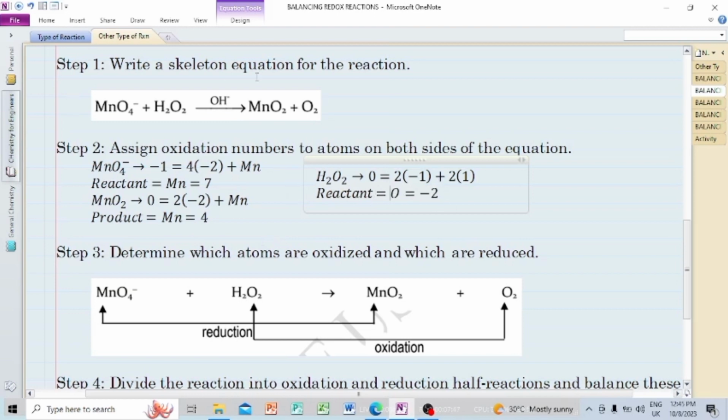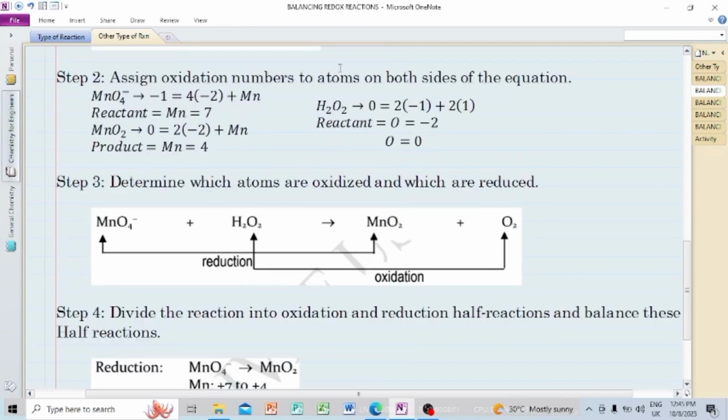For the product side, our oxygen here, since this is an element by itself, the oxidation number of our O will be 0. So, O is equal to 0. After determining the oxidation numbers, we will determine which atoms are oxidized and which are reduced, which is reduction and which is oxidation.